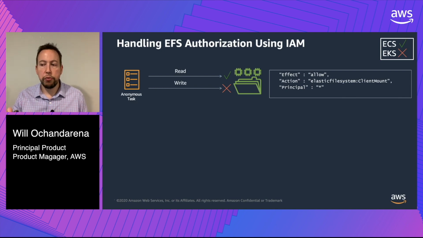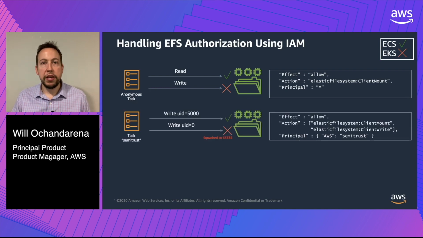So here we have given principal star access to client mount, which means any IAM role, even anonymous ones, are allowed to mount the file system and read data but not write. If you want your application to be able to write to the file system, you can add a permission called client write. So client mount plus client write means anyone given access to that can mount and write, and obviously read. What it doesn't give access to is the ability to read or write using the root identity.